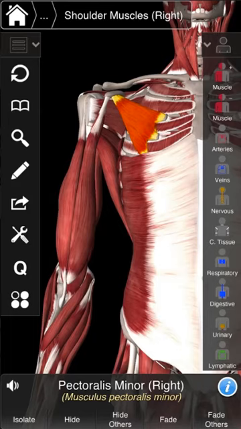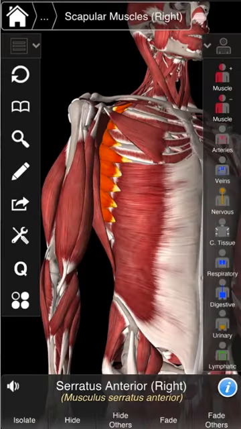So that's pec minor. And then the next one is serratus anterior. So serratus anterior, you can see it there. It's named for its appearance. If you think about a serrated knife, like a steak knife that has jagged edges, that's where the name comes from, those jagged edges that you can see there, where it appears like a serrated knife.